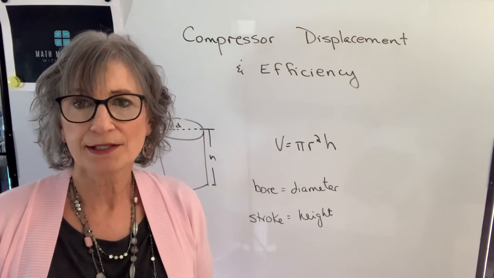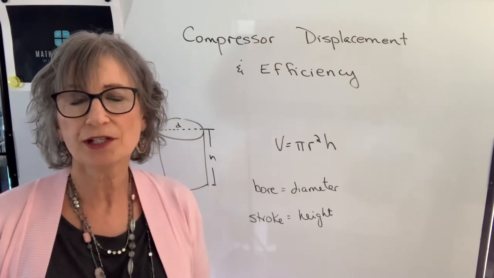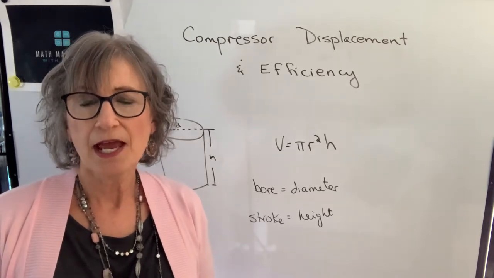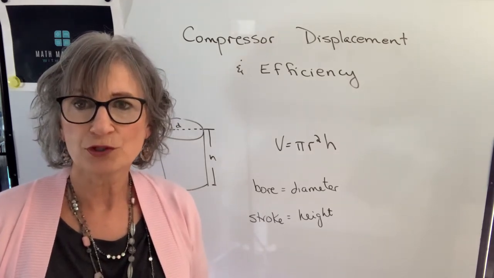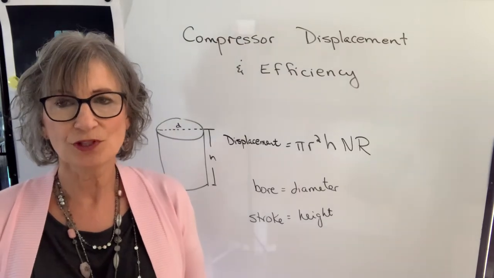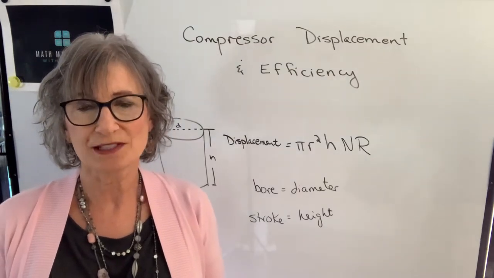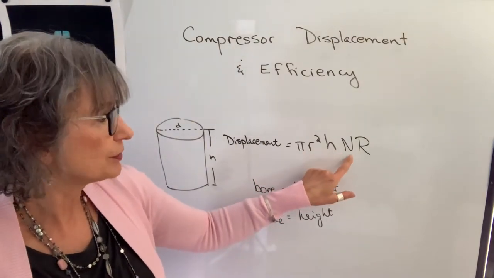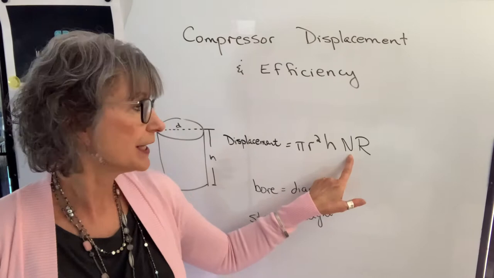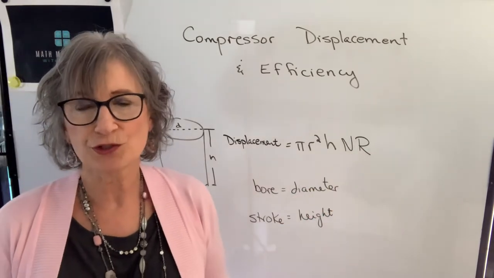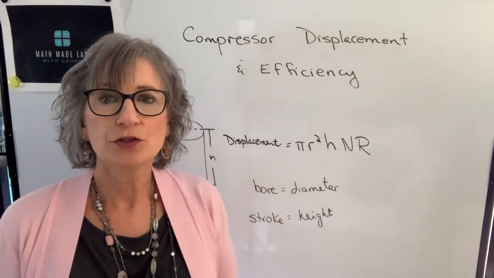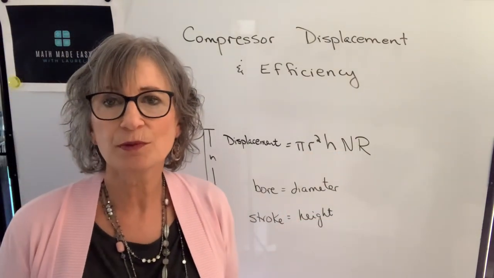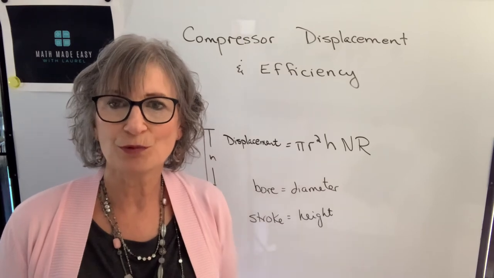So in order to find our total displacement, which is usually expressed as cubic feet per minute, we need to know how many cylinders and we need to know how many revolutions per minute it's operating at. So the formula for the total displacement of that compressor is: take the volume of one cylinder, multiply by the number of cylinders of that compressor, and then multiply that by the revolutions per minute. Given your dimensions are going to be in inches, this is going to give you the displacement in cubic inches per minute, which we will then change to cubic feet per minute.